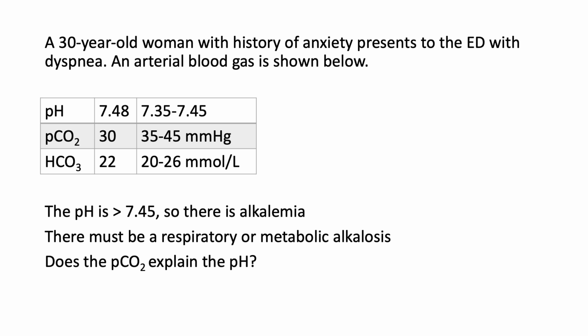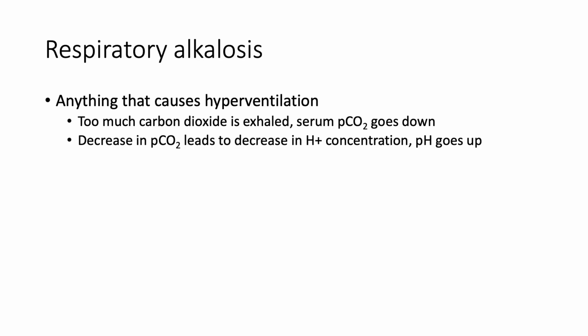So does the PCO2 explain the pH? So our PCO2 is lower than normal, so that could be a respiratory alkalosis, and that could explain this pH. So respiratory alkalosis will occur anytime that there is hyperventilation. So when you hyperventilate, which means taking deeper breaths and breathing faster, you're going to exhale more carbon dioxide, so your serum PCO2 is going to go down. And that decrease in PCO2 means you have less protons, so the pH will go up.